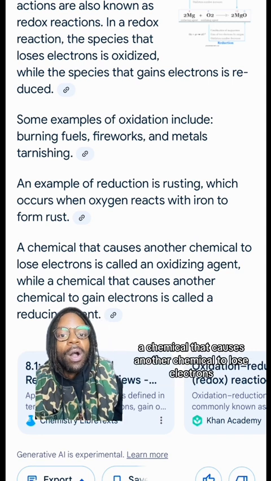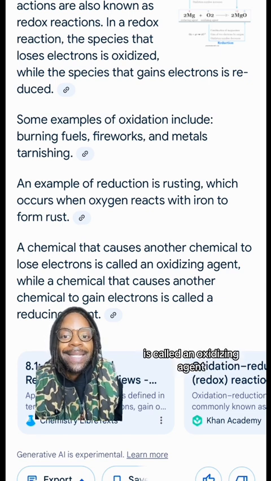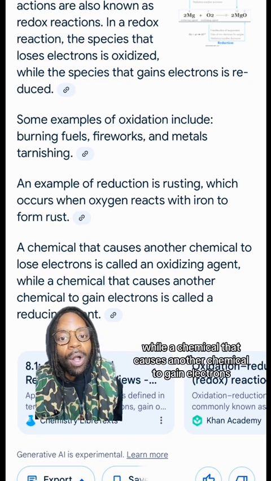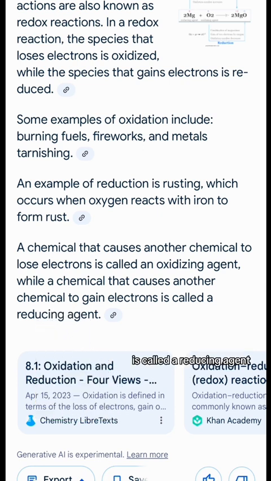A chemical that causes another chemical to lose electrons is called an oxidizing agent, while a chemical that causes another chemical to gain electrons is called a reducing agent.